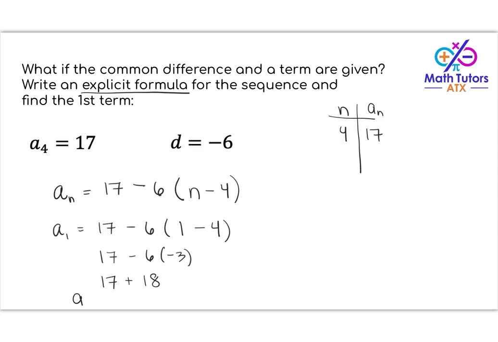And so a sub 1 is going to equal 35. Well, let's see here. Does that make sense that a sub 1 is bigger than a sub 4? Well, yeah, because aren't I going down 6 each time? So if I'm going down 6, that means to go backwards, I would have to go up 6. So if I were going down 6, that would be 11. But if I were going up 6, that would be 23, 29, and then 35.